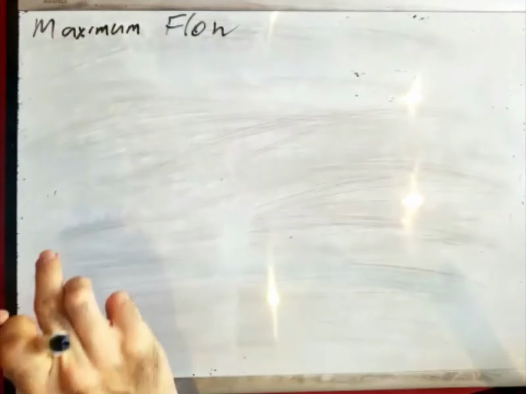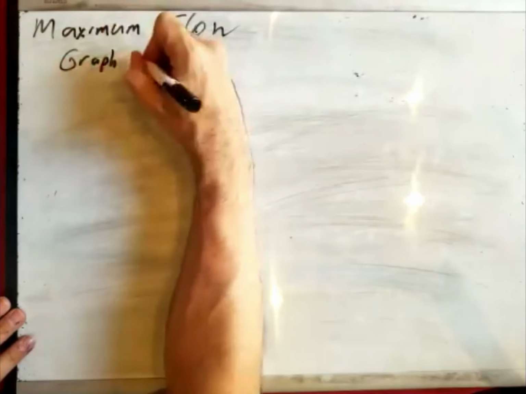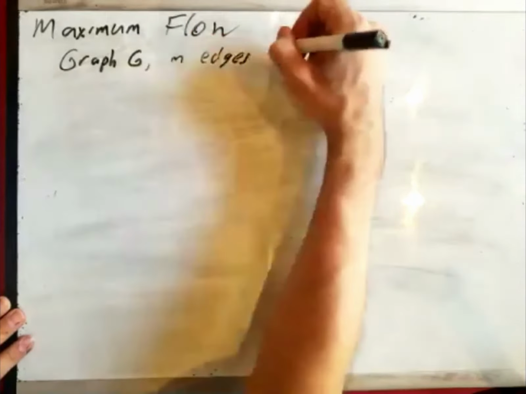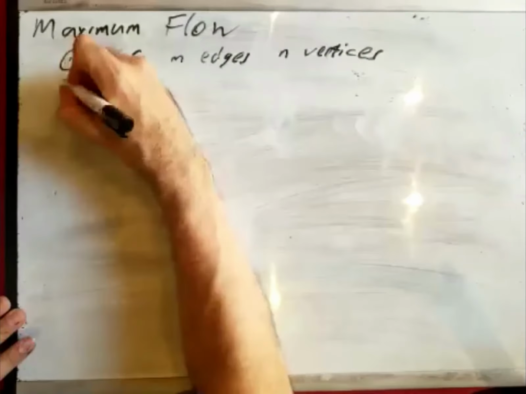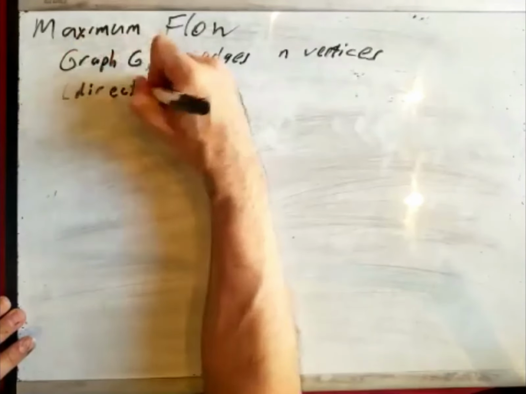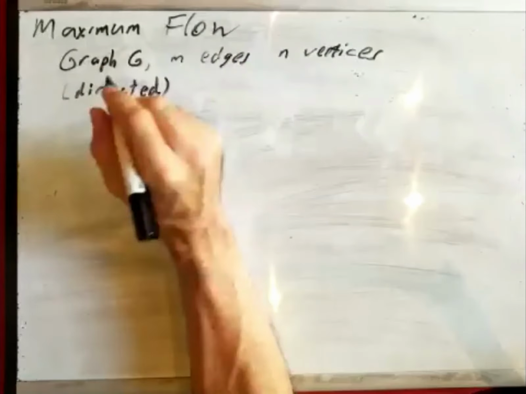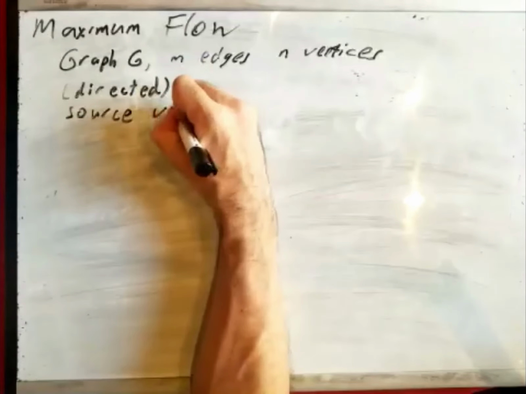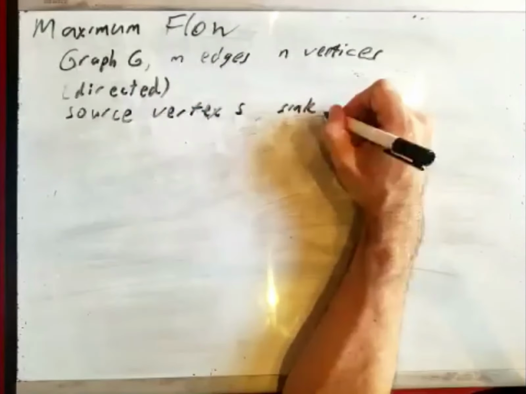So all I'm going to really do today is define it for you. You're given a graph G, and it's going to have m edges and n vertices. And in general, it's a directed graph. Undirected graphs are, of course, special cases of directed graphs, so we can talk about them too, but I'm going to talk about directed graphs for now. And you also have a specification of a source vertex, which is denoted by S, and a sink vertex, which is denoted by T.